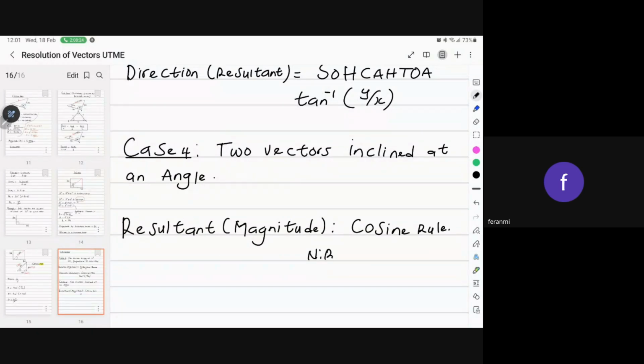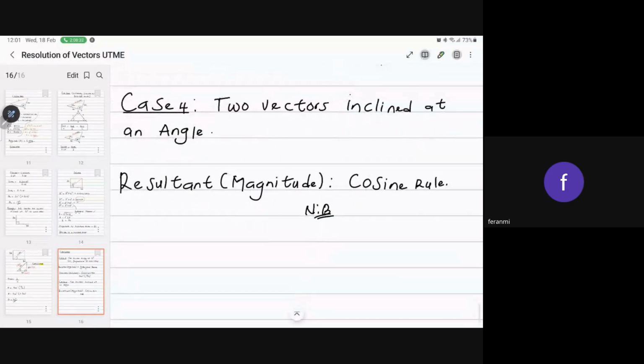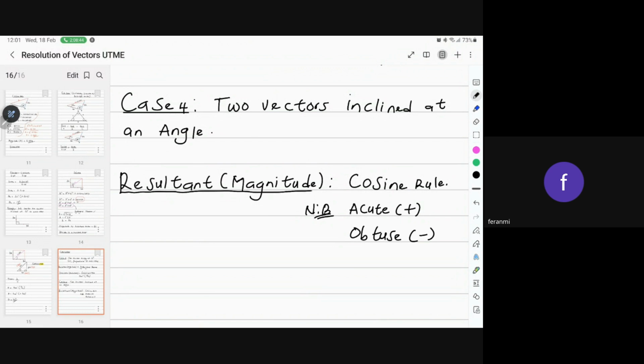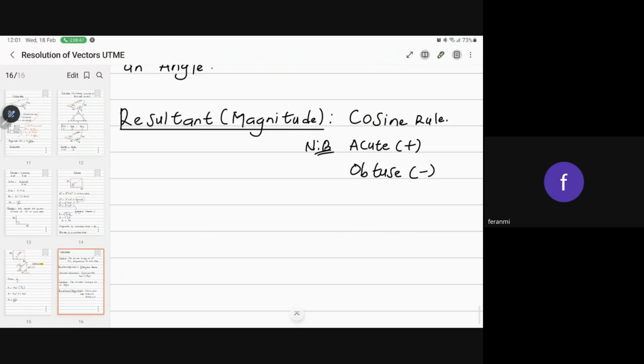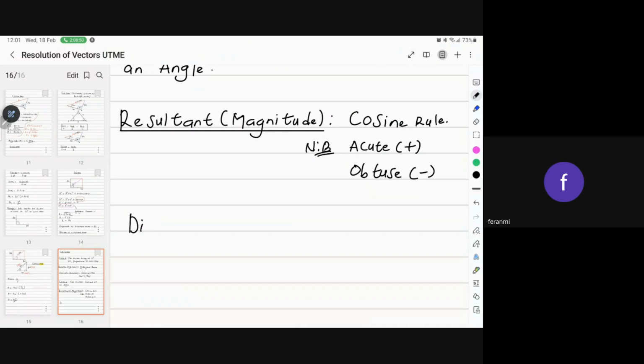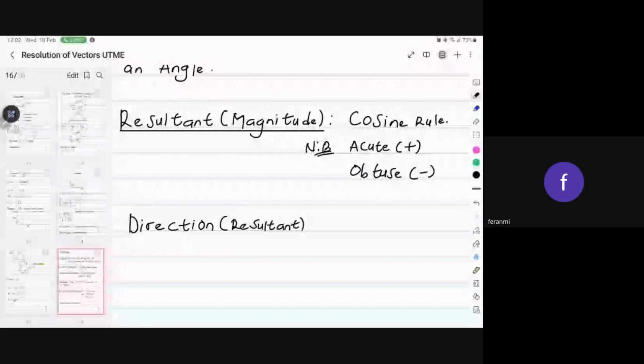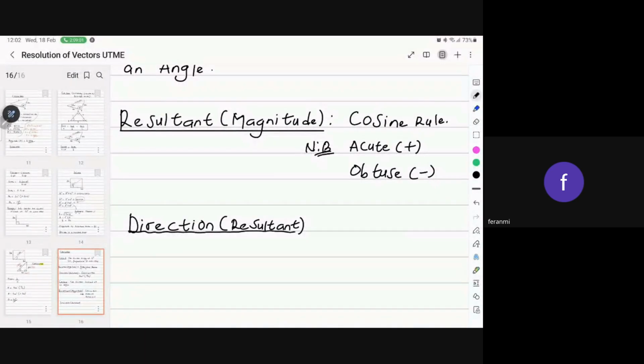So note, for an acute angle, remember that acute is positive, that's less than 90. Obtuse is negative. That's for the resultant. Then for the direction, apply the sine rule.